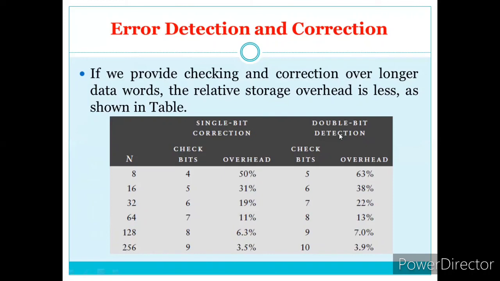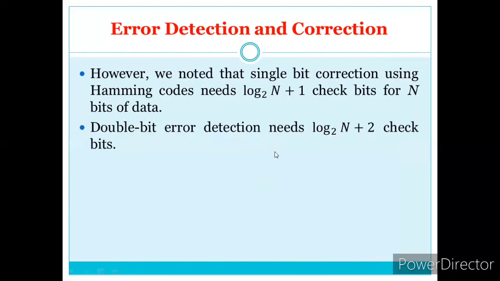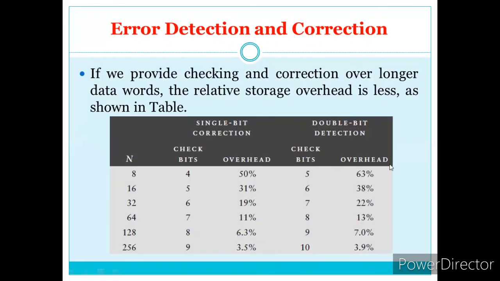Whereas in double bit detection, if you observe, for 8 bits we require 5 check bits, 63%; 16 bits, 6, 38%; 32 bits, 7, that is 22%; 64 bits, 8, 13%; 128 bits, 9, 7%; 256 bits, 10, 3.9%. So this is the overhead for the respective number of bits, according to this particular analysis, which you can substitute and verify.